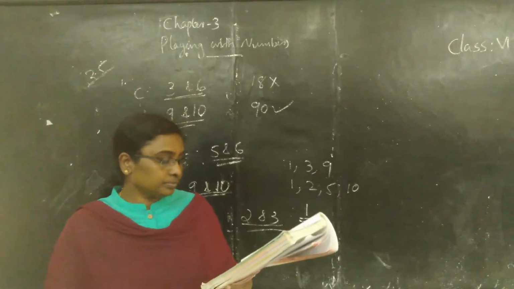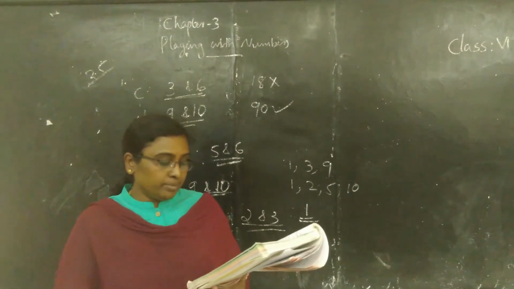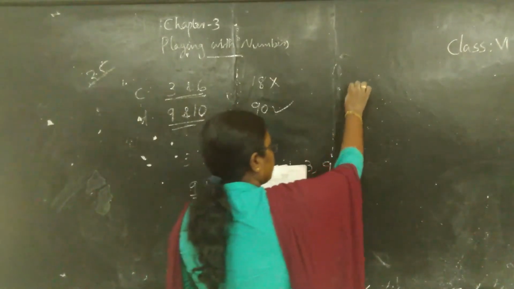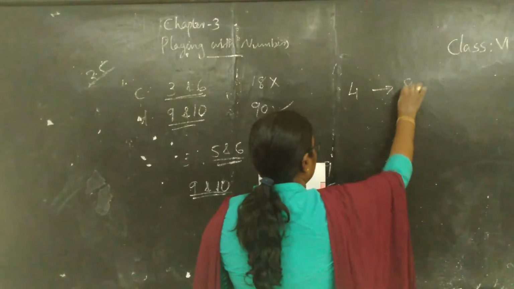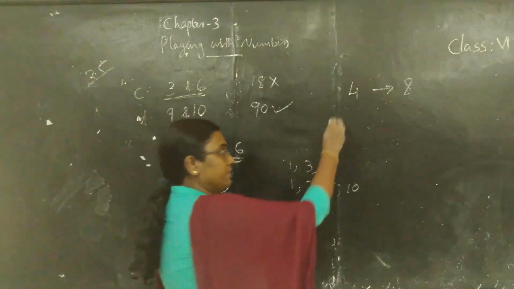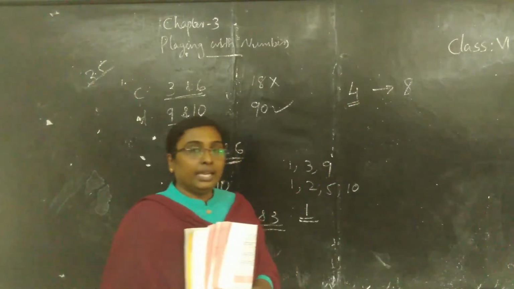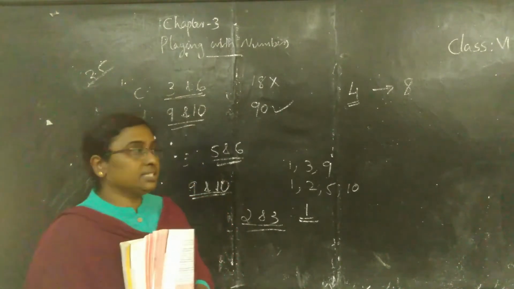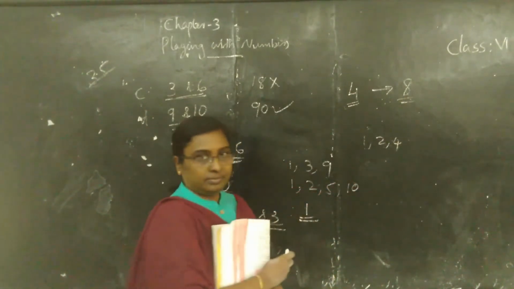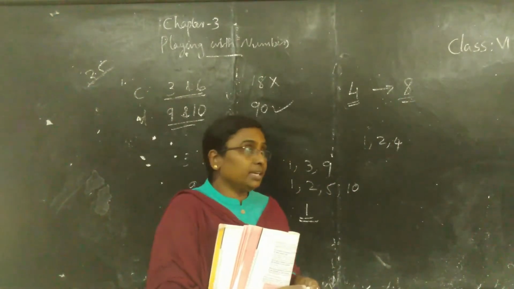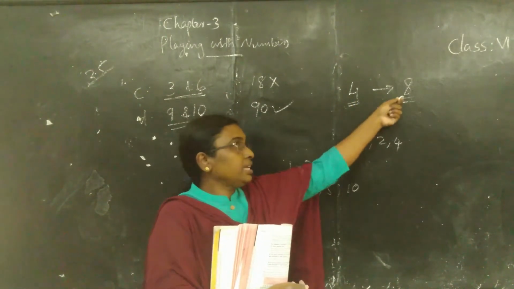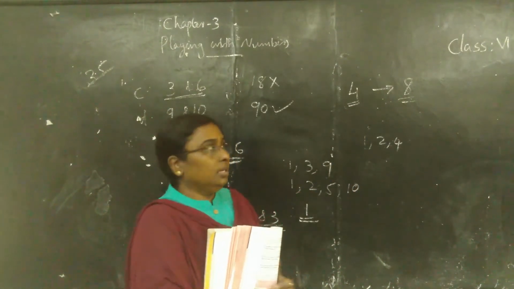Then, F. All numbers which are divisible by 4 must also be divisible by 8. A number divisible by 4 is also divisible by 8. Is it true? We studied that if a number is divisible by another number, it is divisible by each of its factors. What are the factors of 4? 1, 2 and 4. 8 is not a factor.